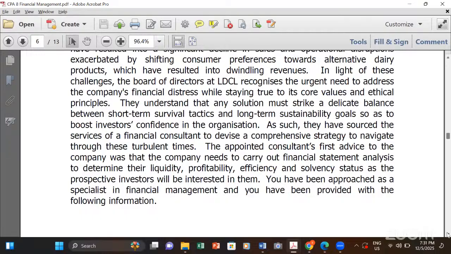Now, they are saying that they want to determine the liquidity, profitability, efficiency, and solvency status as the prospective investors will be interested in them. They have been approached as a specialist in financial management. You have been approached as a specialist. You see, he's now calling you different names: consultant, specialist. You have been provided with the following information.